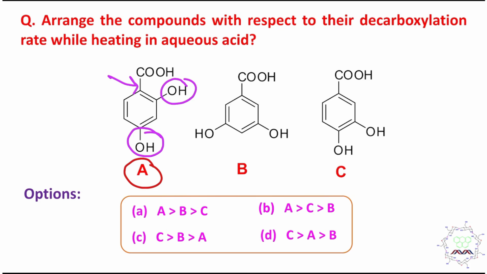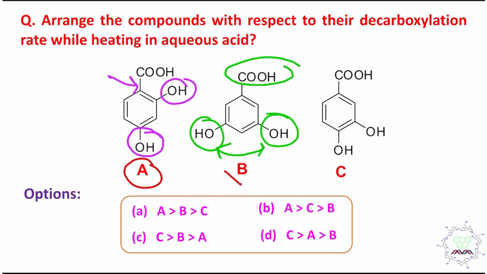But if you look at the second case, student, in this compound this carboxylic acid is neither ortho nor para with respect to any one of these two hydroxyl groups, so very less. Third, in case of option C, this carboxyl group is para with respect to this hydroxyl, but it is meta with respect to this. So this is para, this is meta, so not possible.